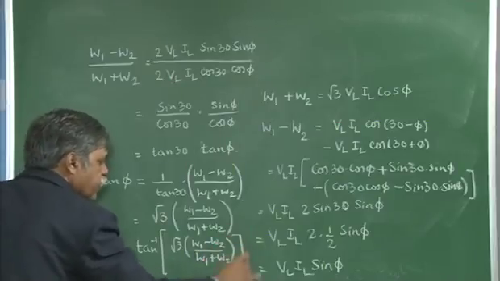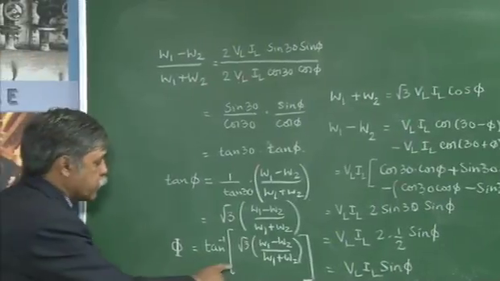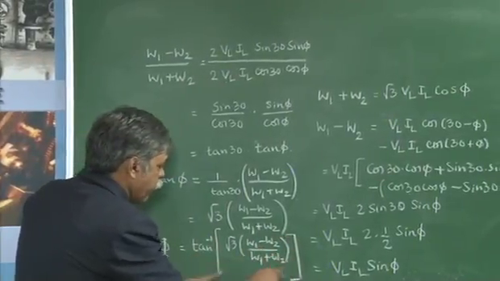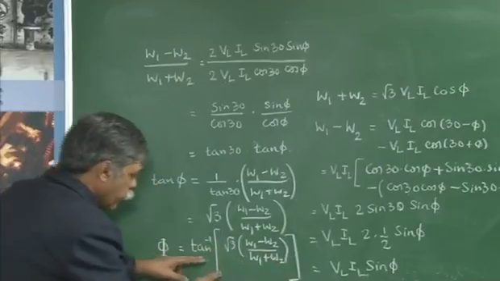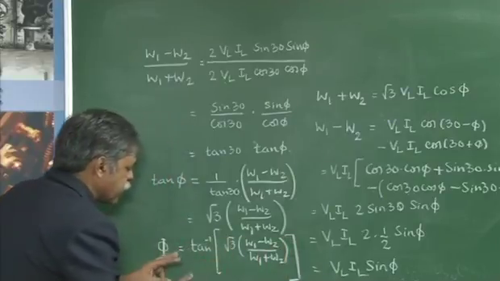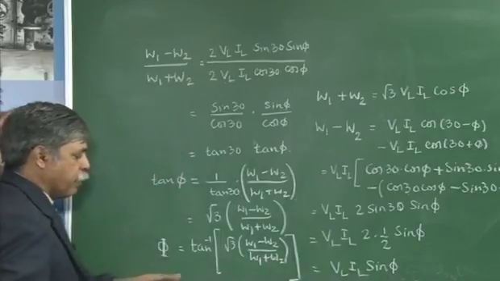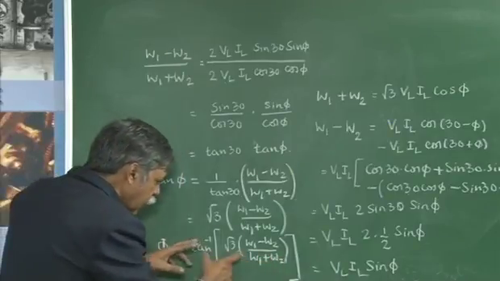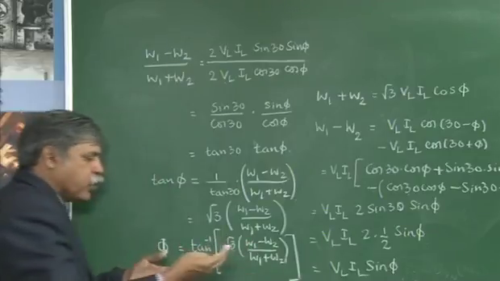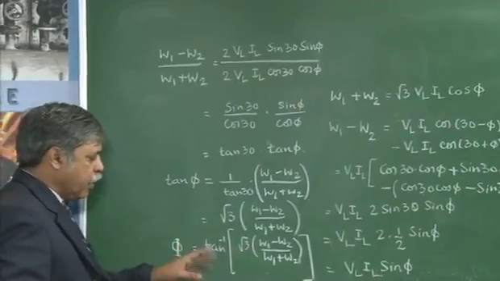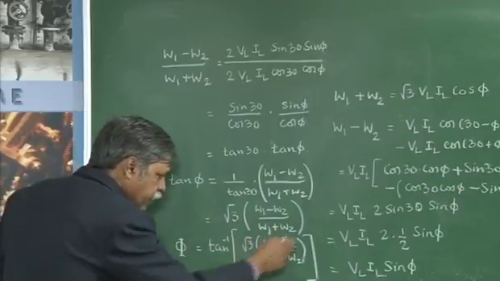While using this equation in problems, you should be very careful to put these square brackets, because the root 3 should be inside the brackets. If you do not write the brackets, you will get an expression as tan inverse root 3 times W1 minus W2 divided by W1 plus W2, and the angle value will be totally different if I take the root 3 outside the brackets. So you should calculate the angle taking the root 3 within the square brackets.